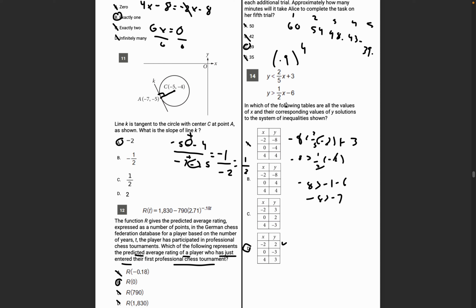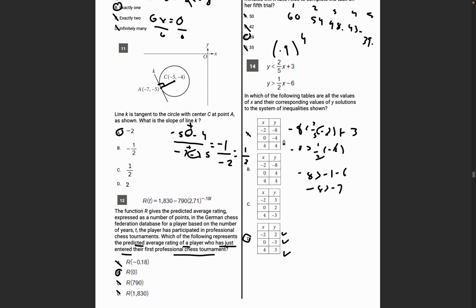Let's see if it was D. 0 is less than 2/5 of -3 plus 3. Yes, this works. You plug it in, both of them, then let's see. Yeah, it's D. They all work when you plug them in. Yeah, that's correct.